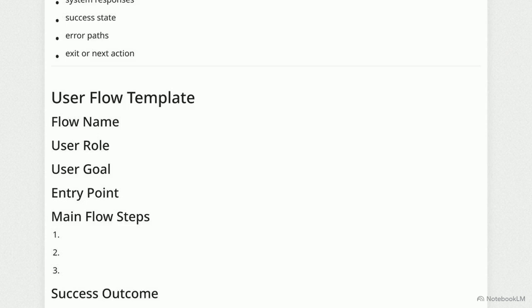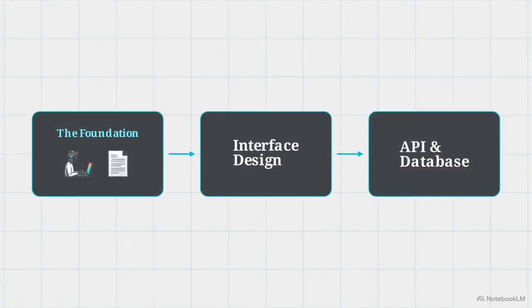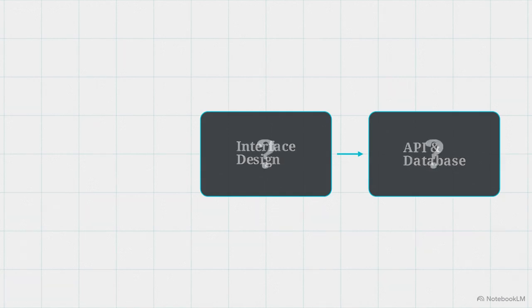This template shows the baseline structure. It defines the user role and user goal at the top. Just as important is the entry point. You must identify where the user is starting, like a dashboard, before their first step. Skipping the definition of the user, their goal, and their entry point leaves every subsequent design and back-end decision up to guesswork. Once the foundation is set, you map the main flow.